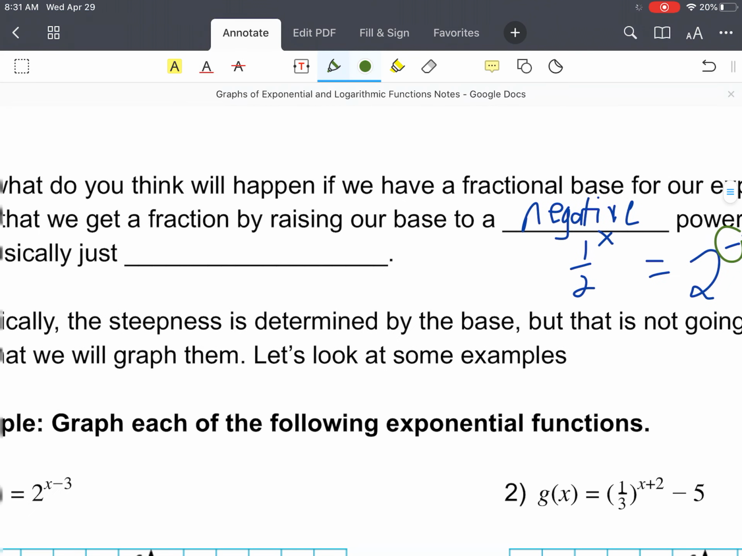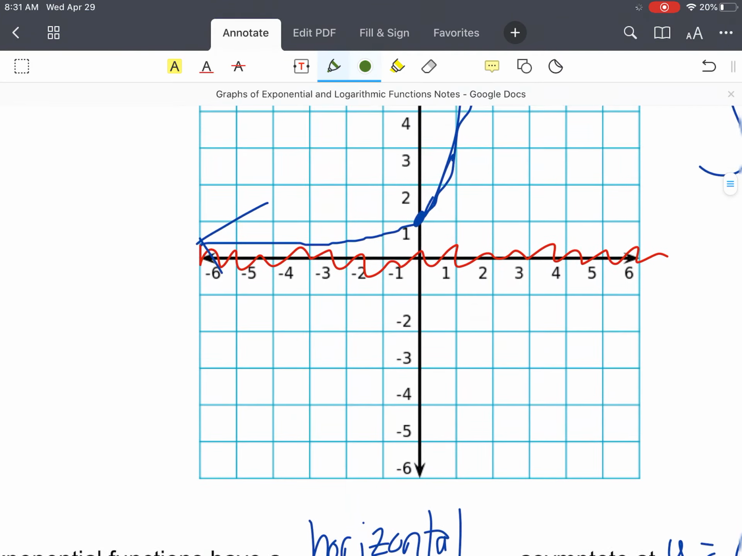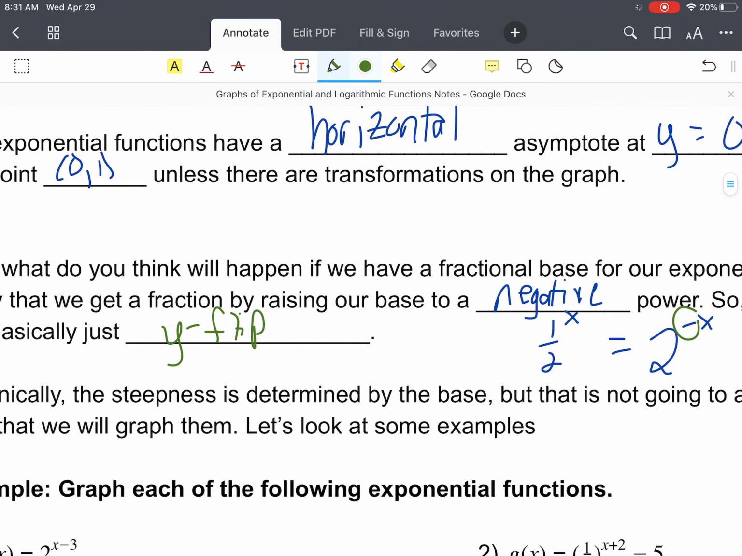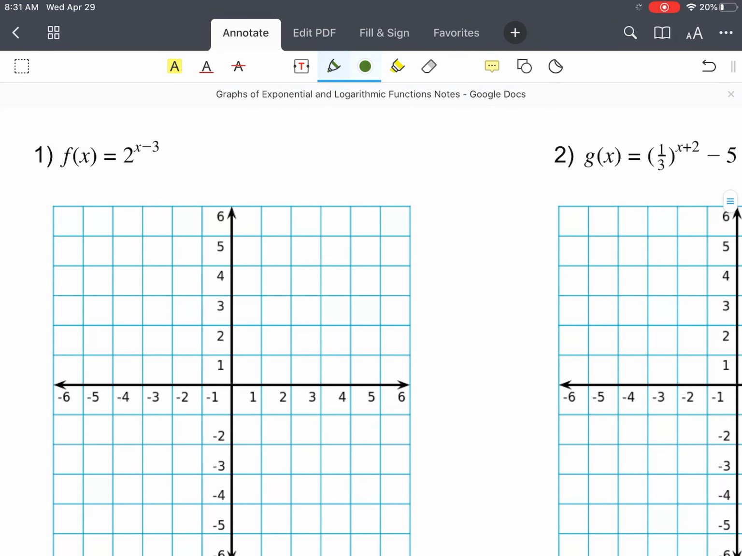Okay, and remember, when we're graphing, if there is a negative up here, that is going to be a y flip. Okay? So basically, instead of looking like this up here, it's going to look like this. Okay? We call that exponential decay because it's getting smaller. All right? All right, moving forward.